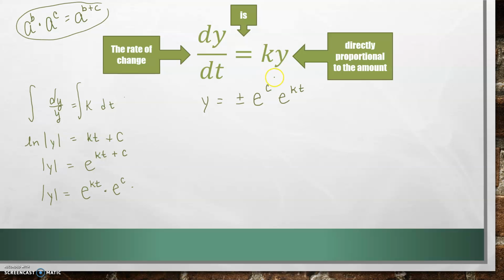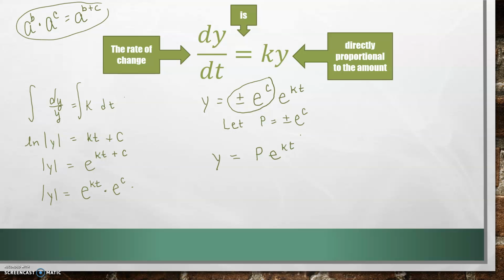And then we recognize that since e is a constant and c is a constant, then e to the c would be a constant. And if it's plus or minus e to the c, it's either positive e to the c or negative e to the c. So we're going to just give that a name, and it's a constant, but we're going to call it p instead of calling it c. And so we wind up with y is equal to p times e to the kt.